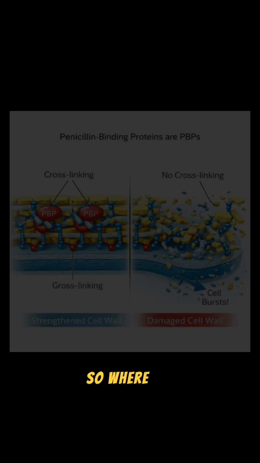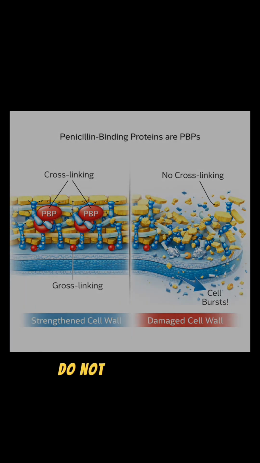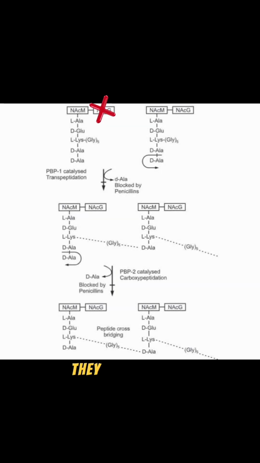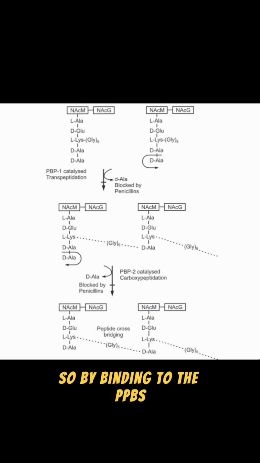So where do beta lactams act? Now everything connects. Beta lactam antibiotics do not affect NAG, do not affect NAM formation, do not affect the synthesis of the sugar. They specifically inhibit the transpeptidation, by binding to the PBPs.